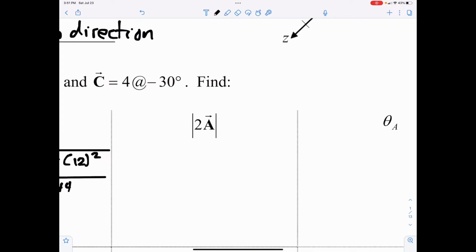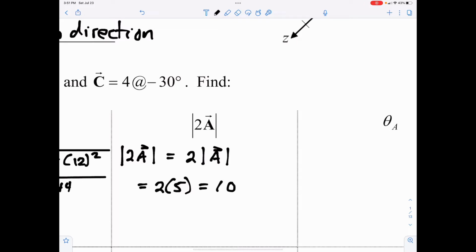Now, when you see the notation 2A, that means 2 times the magnitude of A. This is called a scalar multiple. In other words, it's just 2 times whatever the magnitude of A was. The magnitude of A was 5, so 2 times 5 is 10.